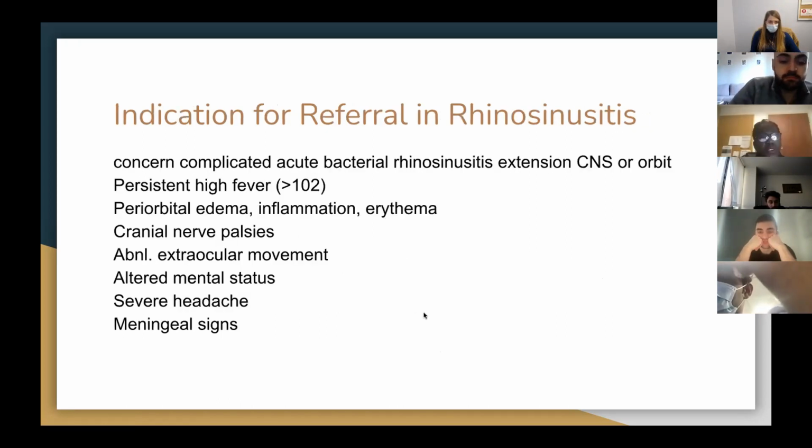So when do we refer out? We refer out to ENT if you think that there's extension from the sinuses into the CNS, into the orbit, if there's evidence of extraocular movement abnormality, mental status changes, high fever, meningeal signs or irritation.